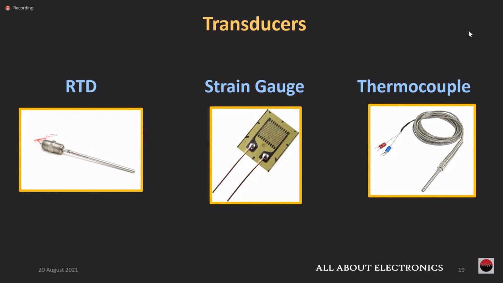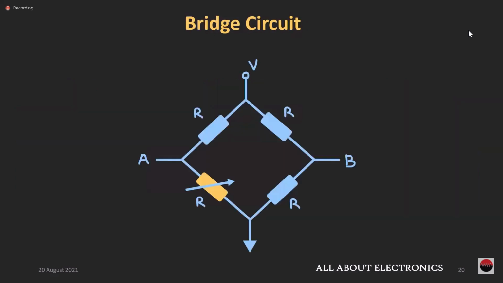So whatever is the transducer, it can be RTD, it can be strain gauge and thermocouple. Here I am using RTD and the strain gauge as sensors, and thermocouple is transducer. This is our Wheatstone bridge. So we can use instrumentation amplifier while we are using sensors.